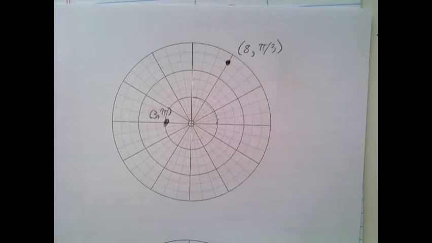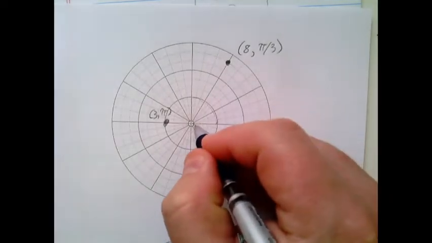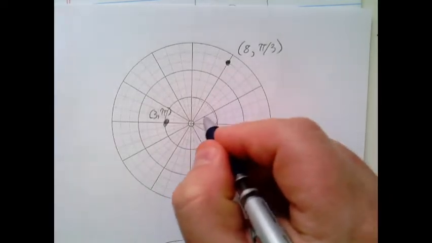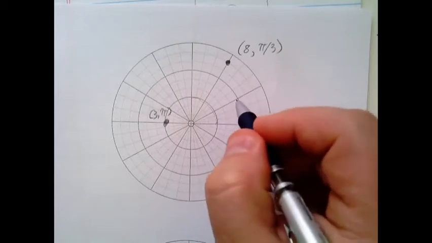What was the next point on my outline? The next one was 2 comma 5 pi over 3. Now remember, for these, this first darker line is pi over 6.